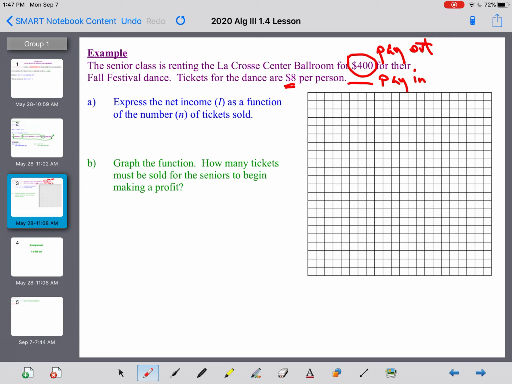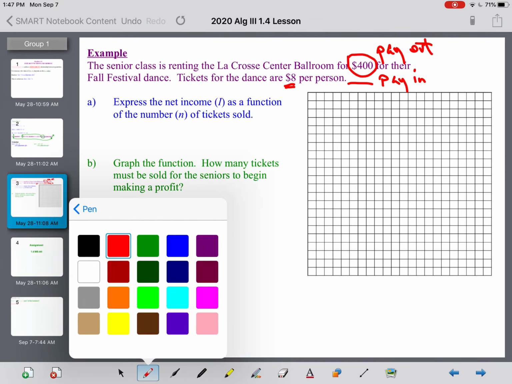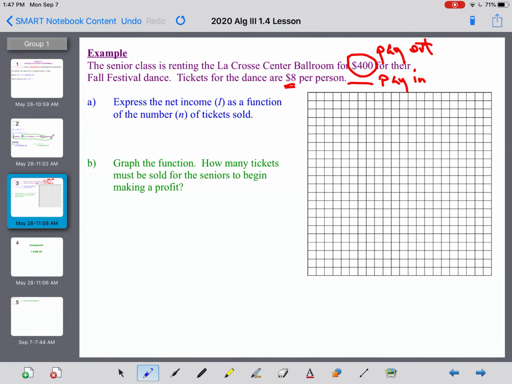Express the net income I as a function of the number of tickets sold. So right away I know my function's name is this and my dependent variable is that. And again, I can start with I'm down $400 plus I'm taking in some money. So that's why my take in is positive and this becomes negative. Now I could have written it 8n minus 400 if we wanted.